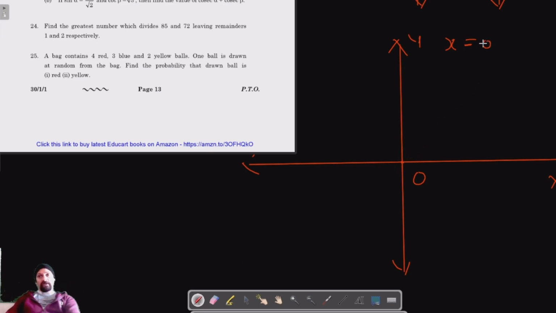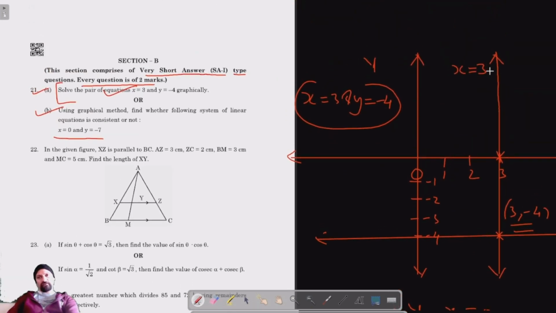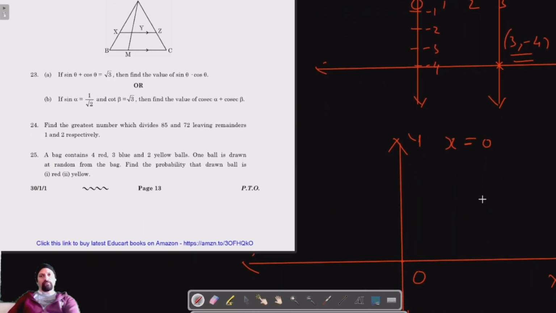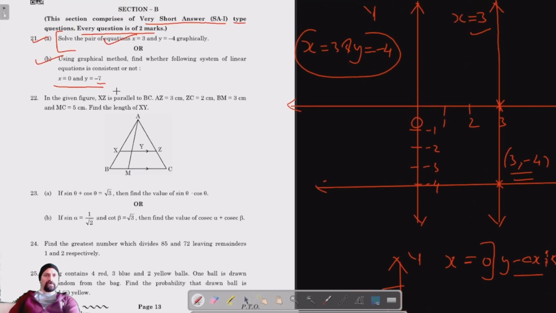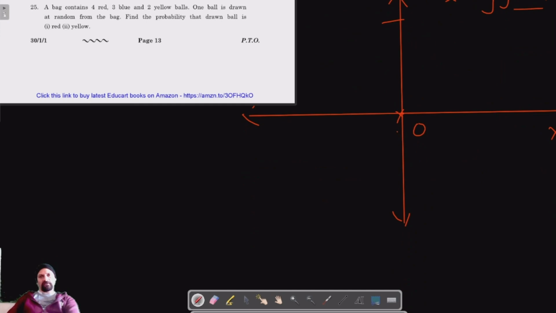And we know that when we plot the graph for x is equal to 3, it's a line parallel to y-axis. Now x is equal to 0, we have to plot a line parallel to y-axis at 0. So this is actually the y-axis. So x is equal to 0 is your y-axis. Now y is equal to -7 is a line parallel to x-axis. So let's say it's -1, -2, -3, -4, -5, -6, and -7. So y is equal to -7 is a line parallel to x-axis.